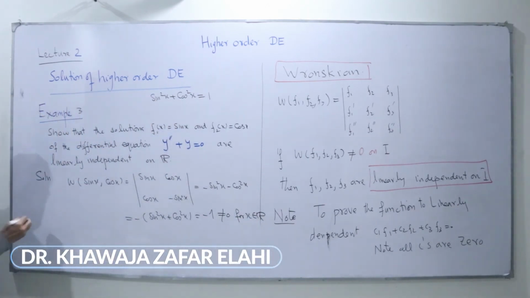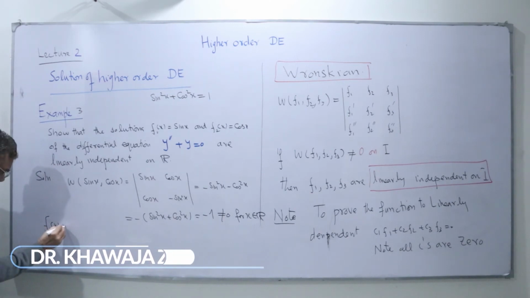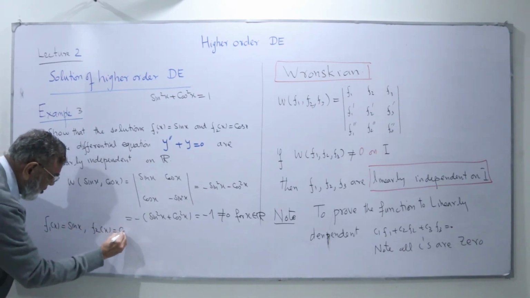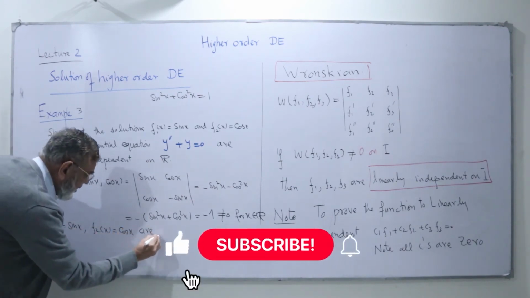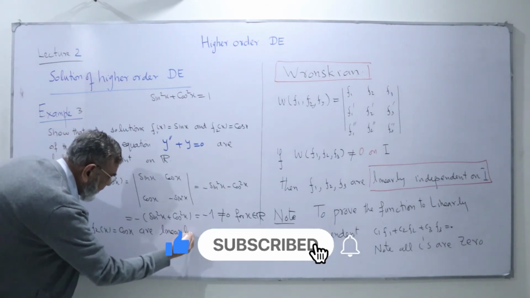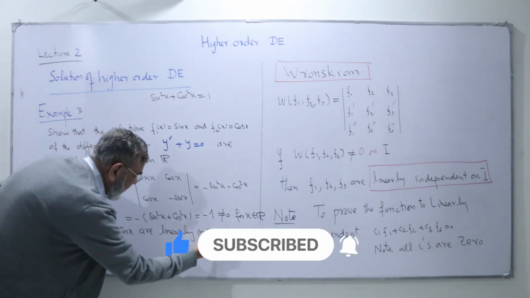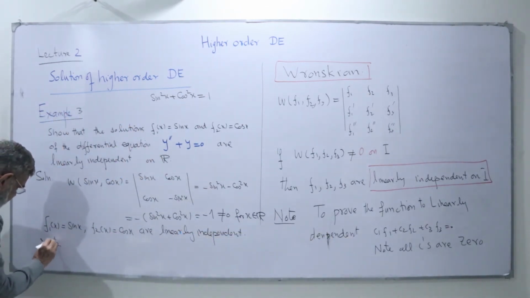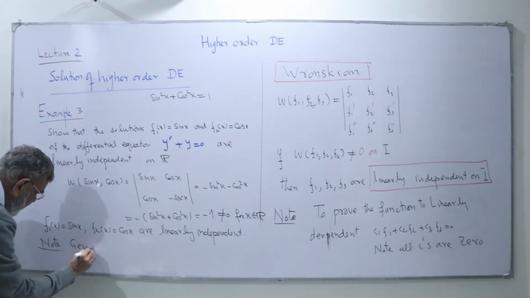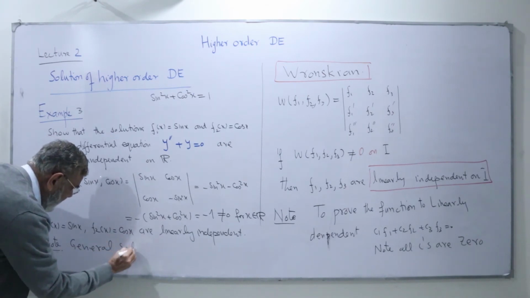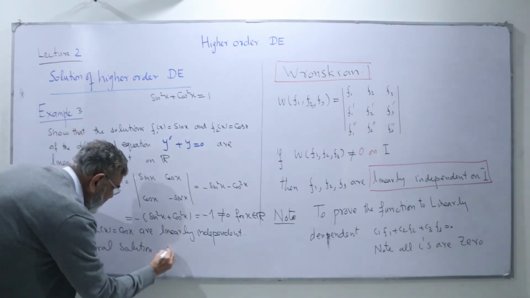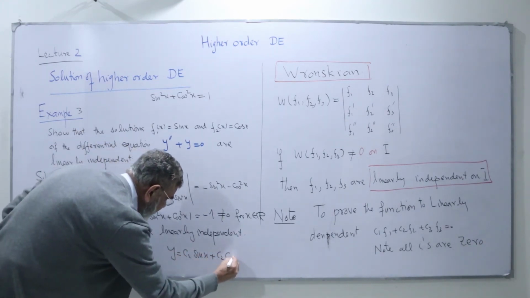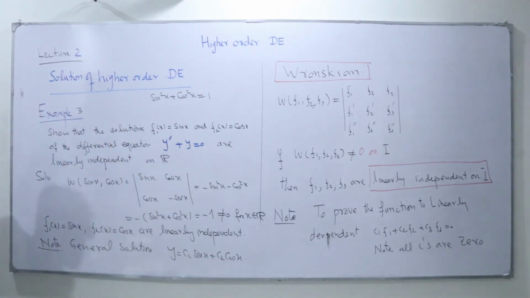So the functions f1 of x equal to sine x and f2 of x equal to cosine x are linearly independent. And if they are linearly independent, then we can write the general solution of the differential equation. Because they are linearly independent, we can take a combination. This is y equal to c1 sine x plus c2 cosine x. You can write a linear combination of these, and that's our solution.